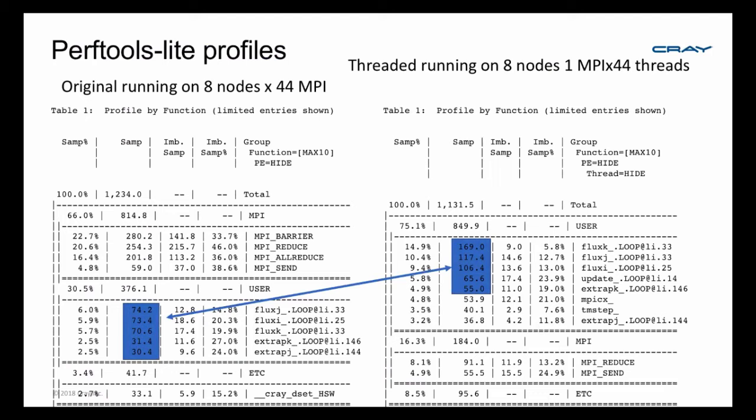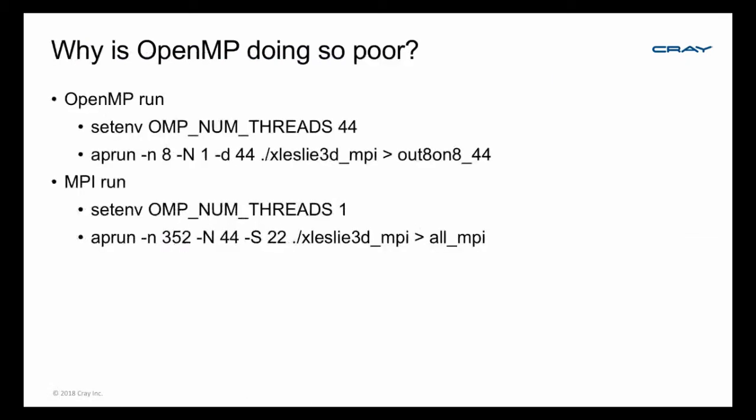Now, why is that? Well, it's because these machines are NUMA machines, non-uniform memory access. For the OpenMP run, I ran 44 threads on a Broadwell, 2 sockets, where each socket had 22 cores. The MPI run, I ran on 2 sockets, and I made sure that 22 MPI tasks were on each socket.